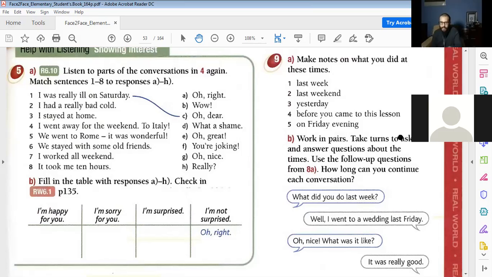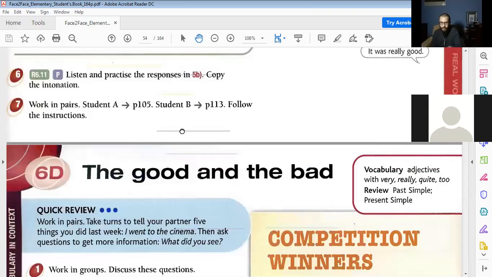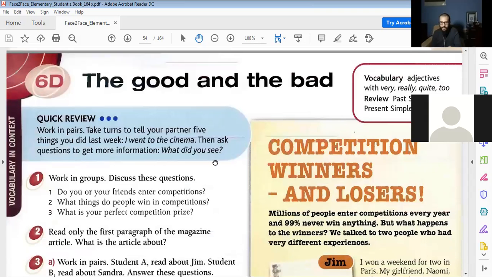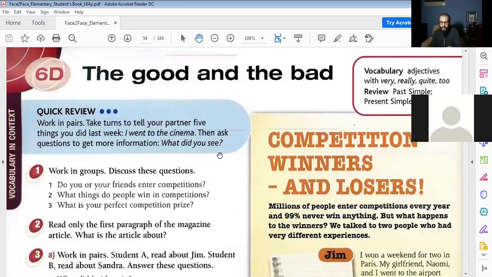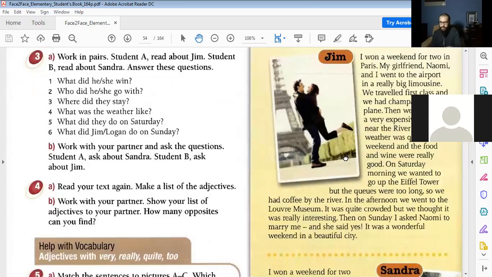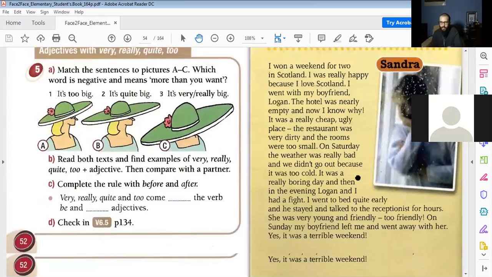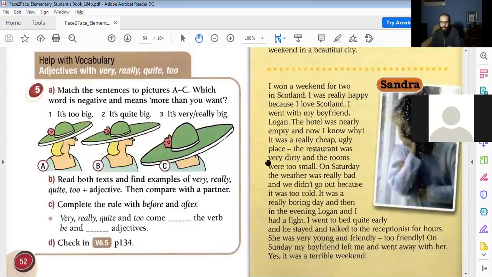So we'll talk about this in our next lesson. We will also practice this, and we will start with this lesson. This is a nice lesson. The good and the bad. We'll talk about two very different trips. Jim and his girlfriend, and then Sandra and her boyfriend. Very different trips. And this is quite important: how to use very, how to use really, how to use quite, and how to use too.